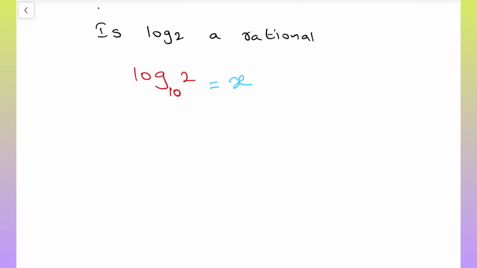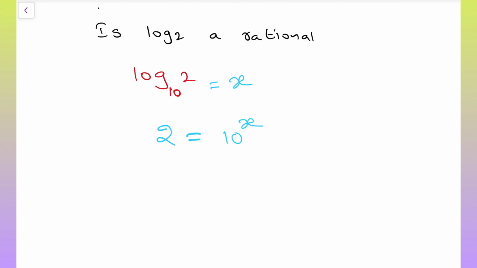Now this is logarithmic form. This logarithmic form we need to convert to exponential form. Here the main number 2 is equal to the base 10, so write it as it is: base 10 power x. In the previous session we discussed how to convert from logarithm to exponential and exponential to logarithm. So 2 is equal to 10 power x.